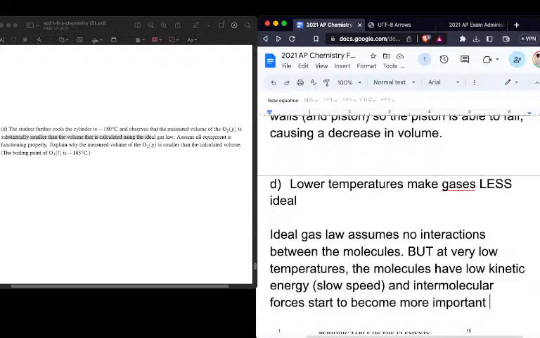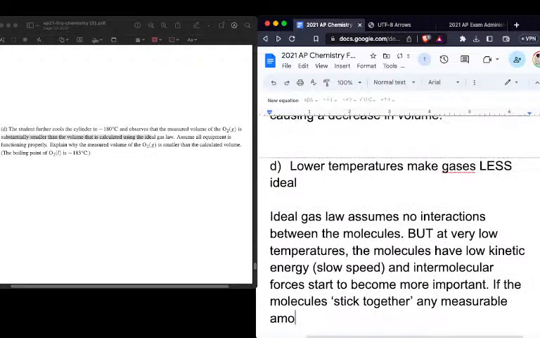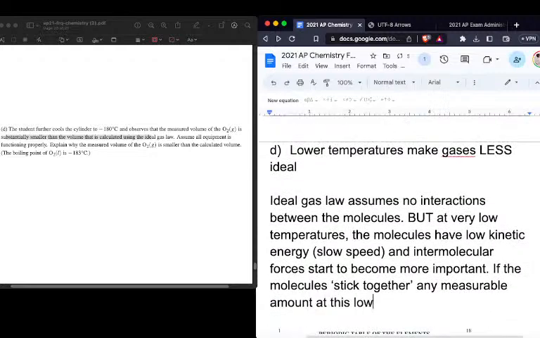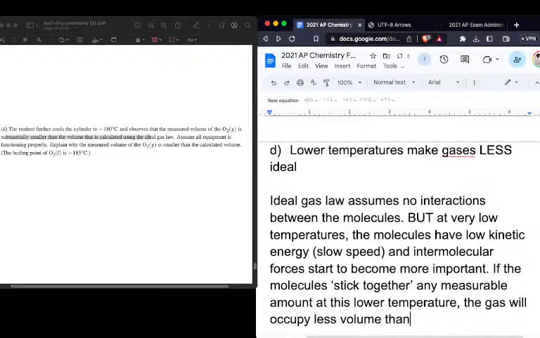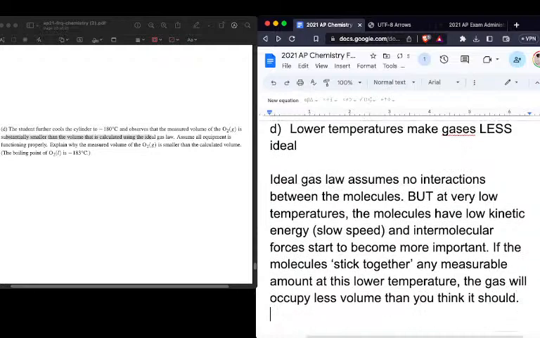Intermolecular forces start to become more important. If the molecules stick together any measurable amount at this low temperature, the gas will occupy less volume than you think it should.